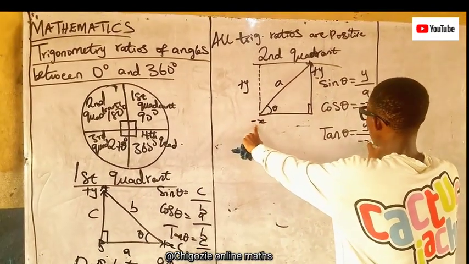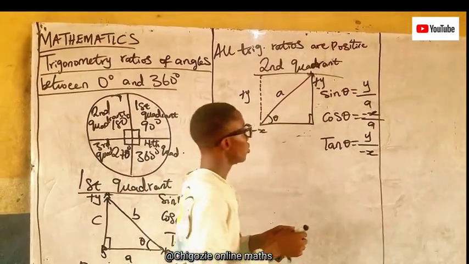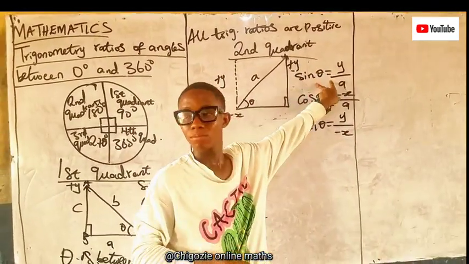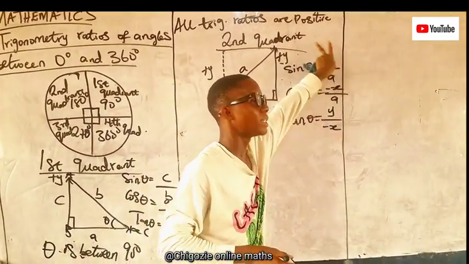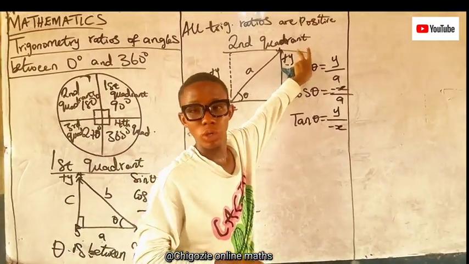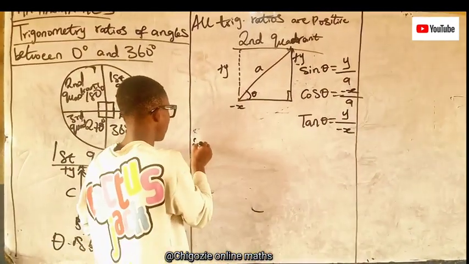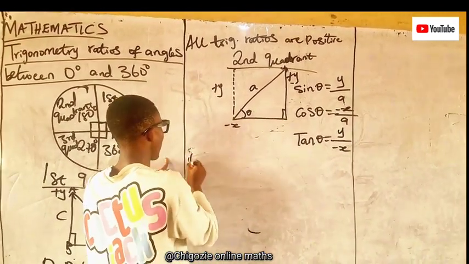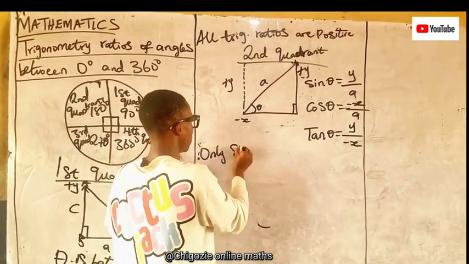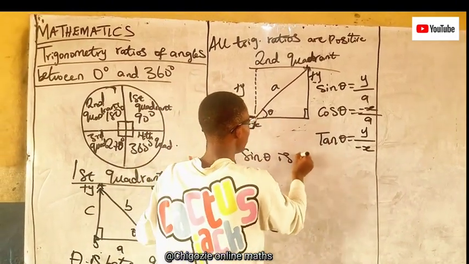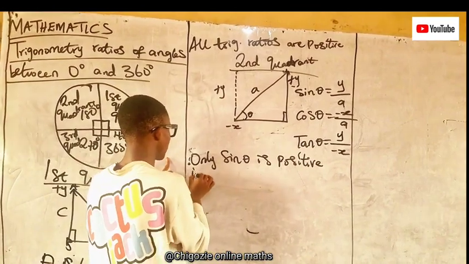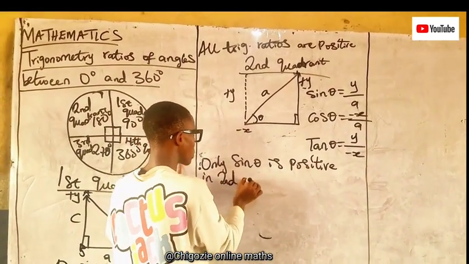If you look, the only trig ratio which is positive is sine theta. Sine theta is the only positive trig ratio in the second quadrant. Therefore, you say only sine is positive in the second quadrant.